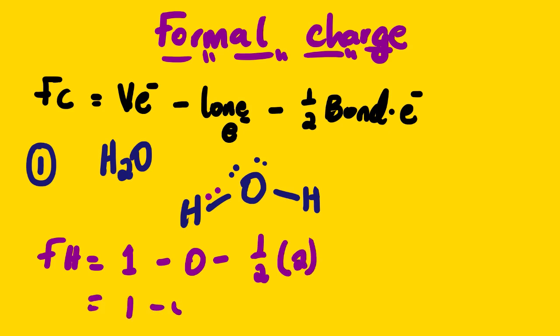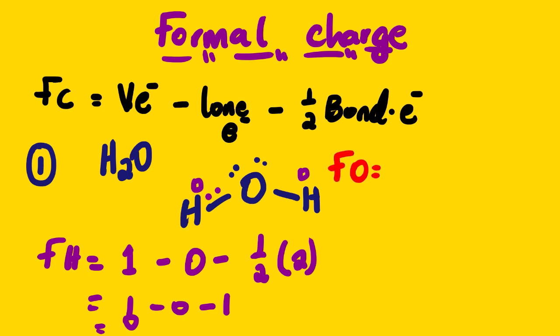This will be 1 minus 0, minus 2 multiplied by half, which gives negative 1. Then you can see that this will result in 0. Since this hydrogen is identical to this one, it simply means that this one will have a formal charge of 0 and also this one a formal charge of 0. Now let us go ahead and calculate the formal charge of oxygen.